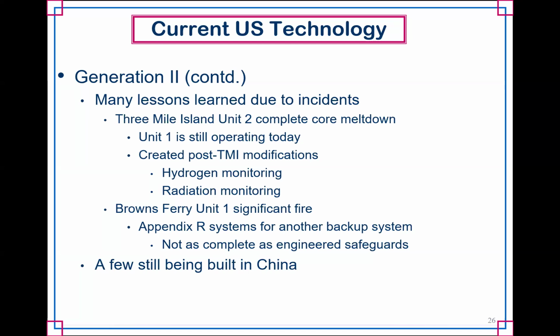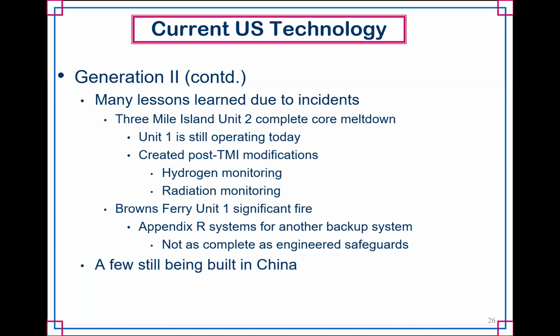So all the newer plants and all the existing plants had to be designed with some of those Three Mile Island modifications. There was also a huge fire at Unit 1 at Browns Ferry that almost caused a meltdown, but they were able to actually get it back.